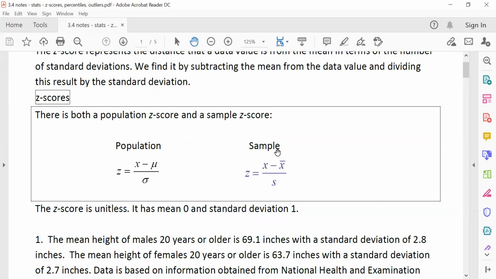I guess technically you can do a sample z-score and you just replace the population statistics with sample statistics. We're not ever really going to have to worry about that. We're not going to get into that level of detail with it.